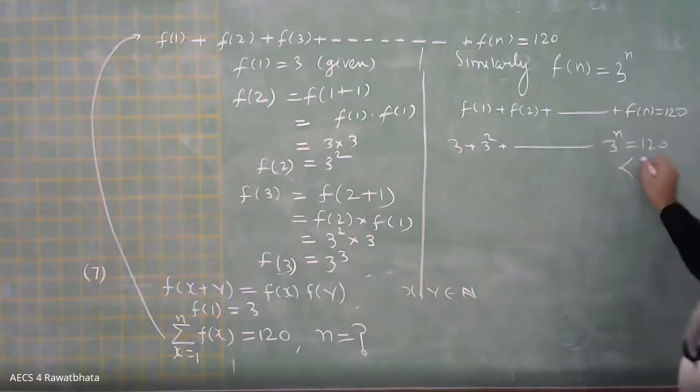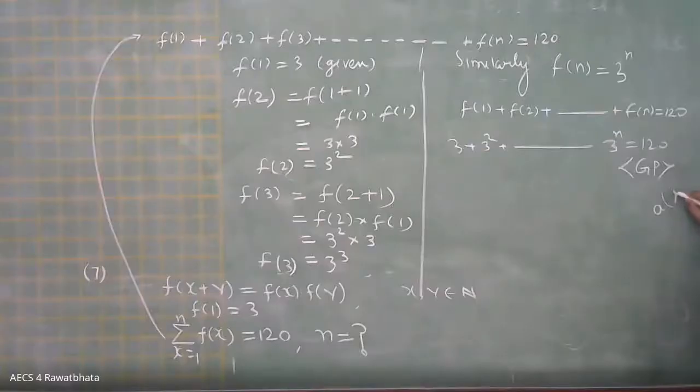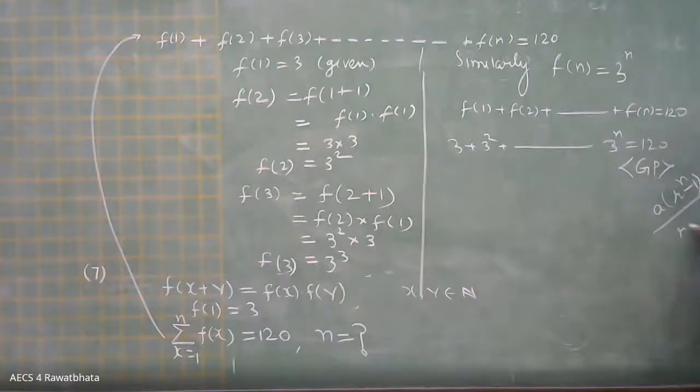This is a GP, right? So GP Sn formula, you remember? I hope you remember. What is that formula? Ravi, are you there listening? Yes, sir. GP formula, sum of GP. A into r to power n minus 1 upon r minus 1. Exactly. A into r raised to power n minus 1 whole upon r minus 1. This is the formula of sum of first n terms of a GP.